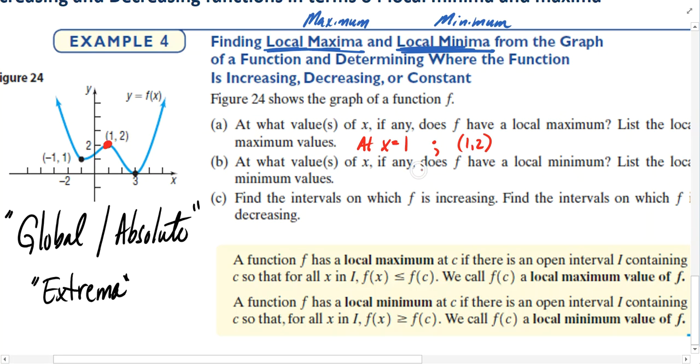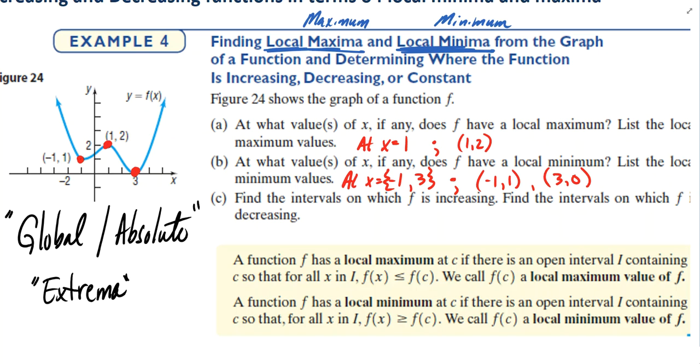Same question in part B. What values of x, if any, does f have a local minimum? Well, here's a local minimum, and here is a local minimum. We have two local minima. So those occur at x equals -1 and again at x equals 3. And the points are (-1, 1) and (3, 0). Those are the two spots on this particular function where local minima occur.